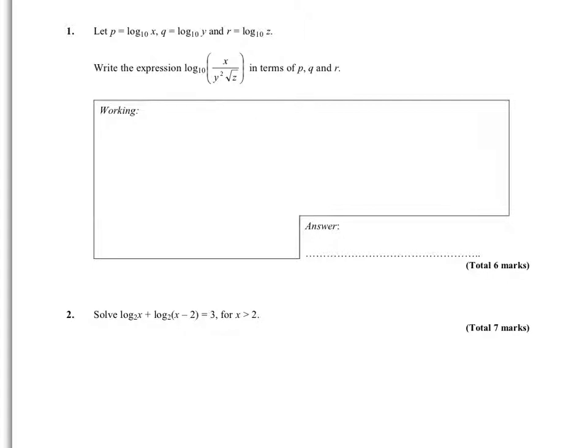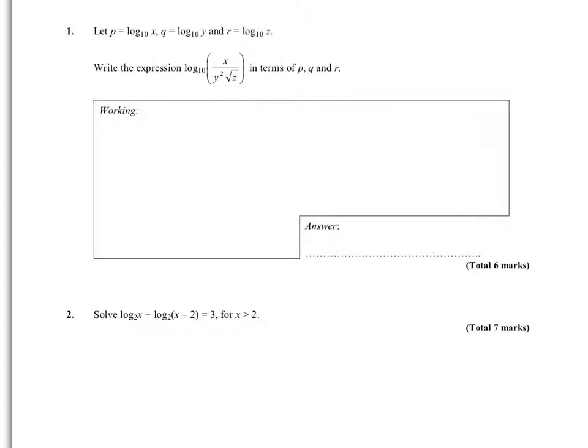What they're getting at here is they want to see if you can use your log properties. They want to see that you understand your log properties. So what they are asking you to do is see if you can split this whole expression up so that it's in terms of this log base 10 of x, this log base 10 of y, and this log base 10 of z. Well, right now it's all condensed as one logarithm. So in order to get it in terms of log base 10 of x, log base 10 of y, and log base 10 of z, you're going to have to split it up into multiple logs. So before we even worry about the P, Q, and R, we just need to worry about expanding that logarithm.